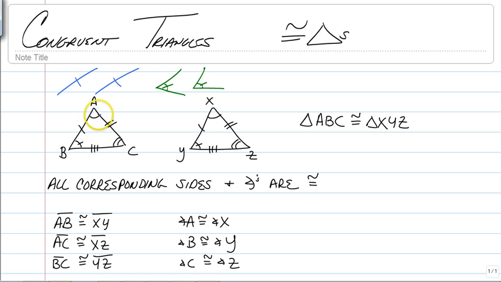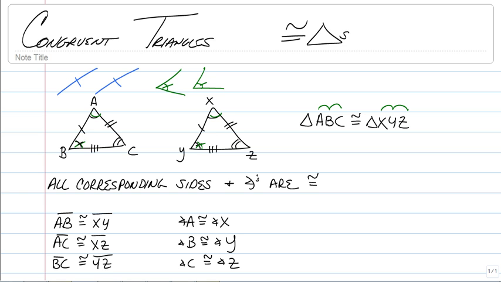So if you look at this, we have triangle ABC, which is congruent to triangle XYZ. Notice how the order of letters does matter. Angle A has one swoop, angle X has one swoop, angle B has a swoop with a tick mark, angle Y has a swoop with a tick mark. So the order has to be the same.